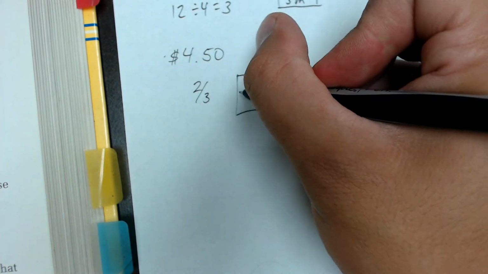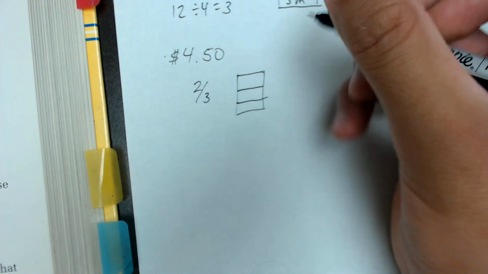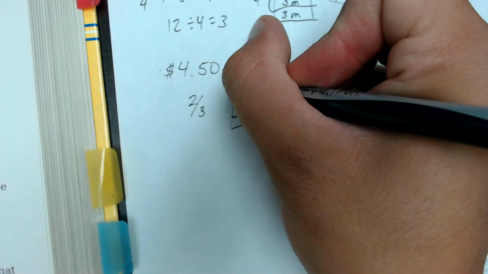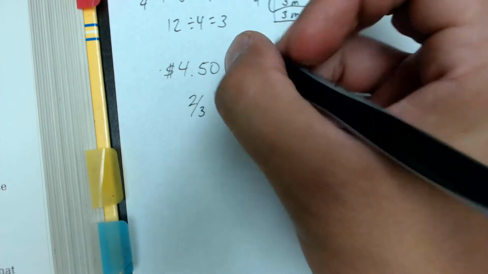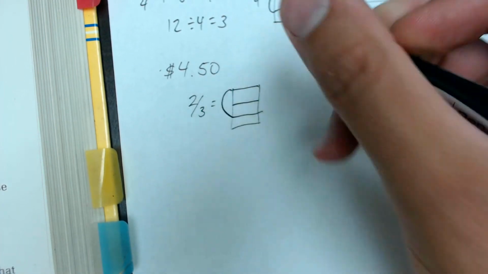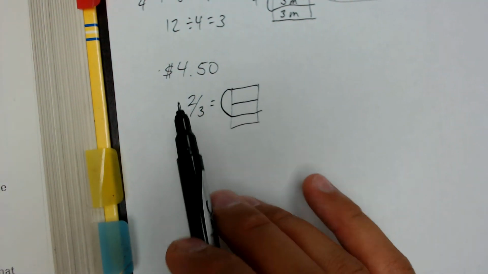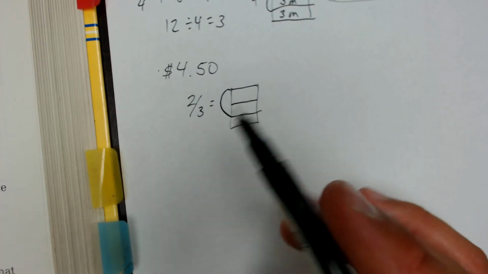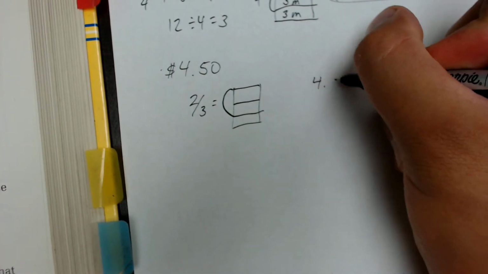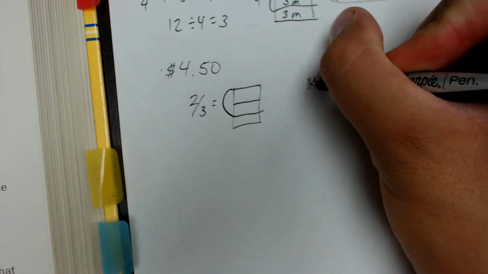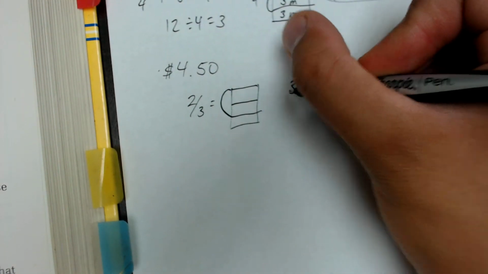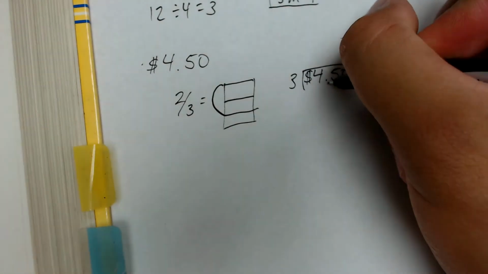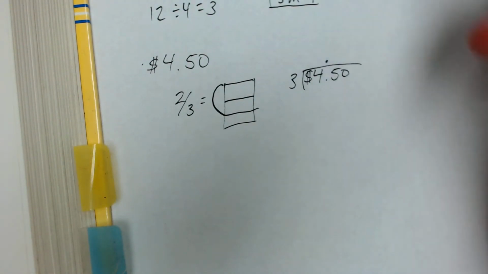Instead of putting a solid line in the middle, I'm going to put 2 lines, breaking it into thirds. And then I'm going to section off 2 of those. So 2/3 is equal to that much. Now, we take our total amount and divide it by our denominator of 3. So $4.50 divided by 3, and if you remember when we do our division algorithm with money, we just take the decimal point and bring it straight to the top.